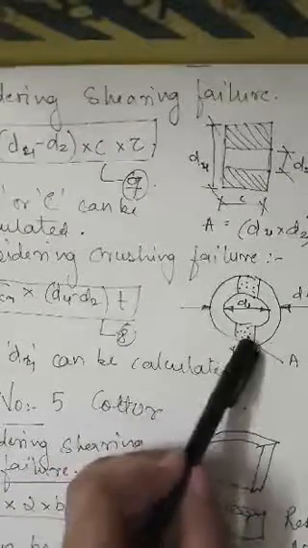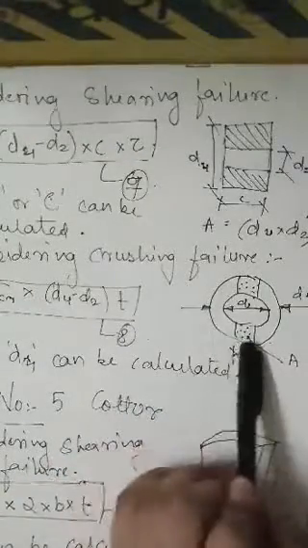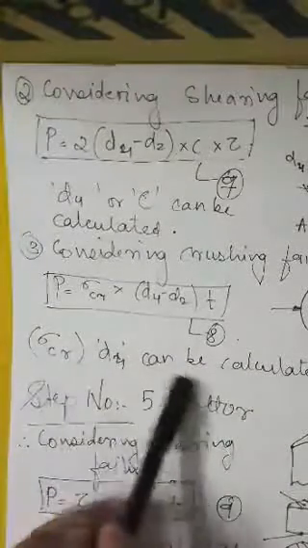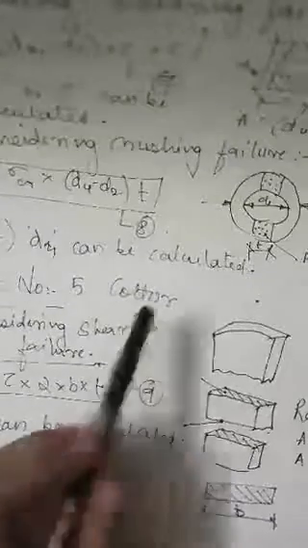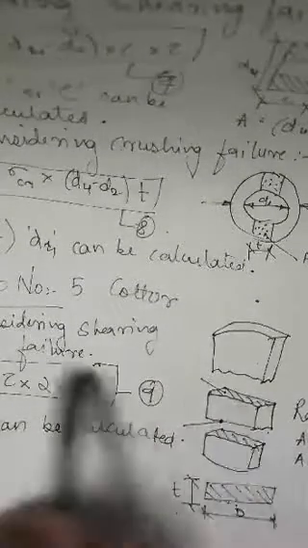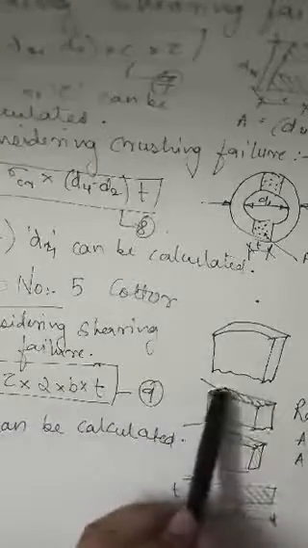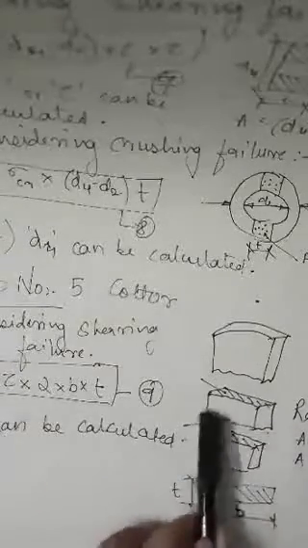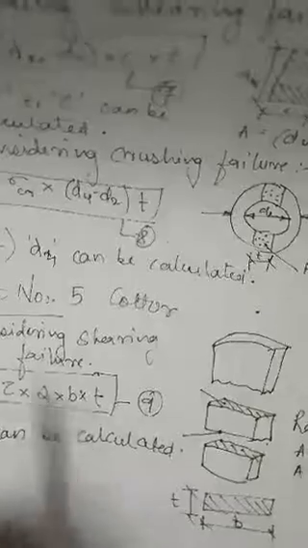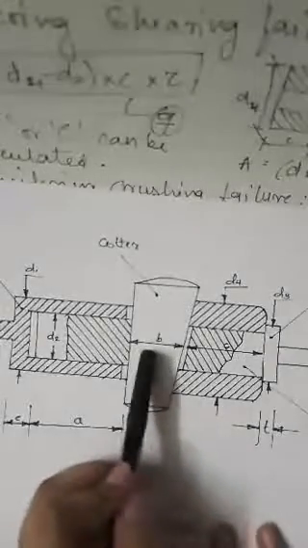Now crushing failure, once again just like in spigot end, for socket we will also consider crushing failure. So formula becomes P equals crushing stresses into d4 minus d2 into T, where sigma cr, the crushing stress, can be calculated or checked. Now step number 5, which is the last step, we will design cotter joint. For this we will consider shearing failure, and our formula will become P equals tau into 2 into B into T, since there are two surfaces, one at the top and another one in the bottom. From this, B can be calculated, where B is the mean width of the cotter.